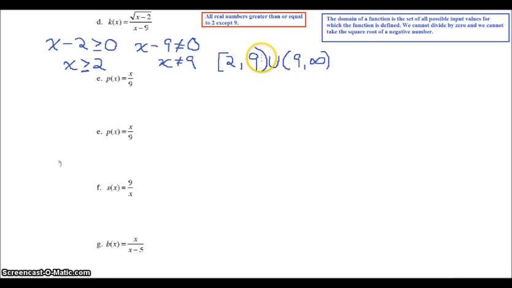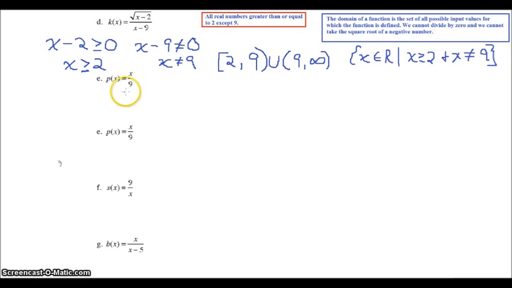There's not a really great way to do this with set builder notation, but you could say the set of all x that are real numbers such that x is greater than or equal to 2 and x does not equal 9. Those are our possible inputs.